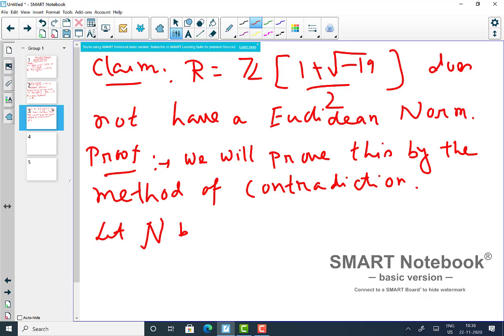So let n be a Euclidean norm on R. What does that mean? That means you can do the Euclidean algorithm with the condition that you can find, for every two elements, the second non-zero, a division with remainder, right? Now I know that you have two units only here, plus 1 and minus 1.